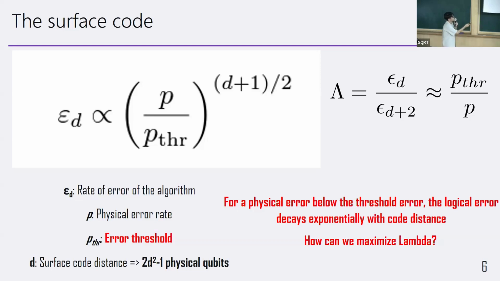So when this fraction is below 1, those of you who've taken high school algebra can see that as d increases, this logical error decreases. Now, what is d? D here is something called the surface code distance. I'm not going to go into too much detail about what code distances are, but for all intents and purposes, you could just think of it as a number of physical qubits. So if I have a surface code distance of d, I have a physical qubit number of 2d squared minus 1. So this is basically the size of our logical qubit.